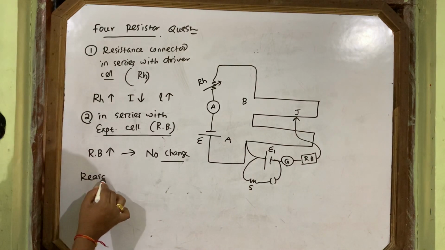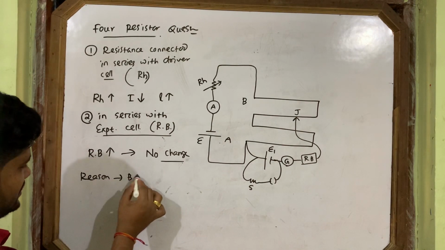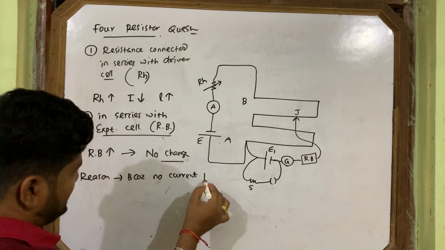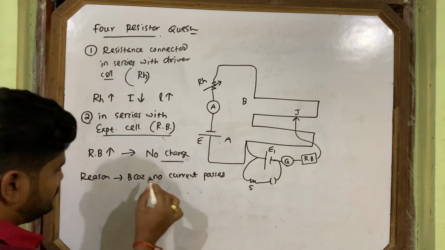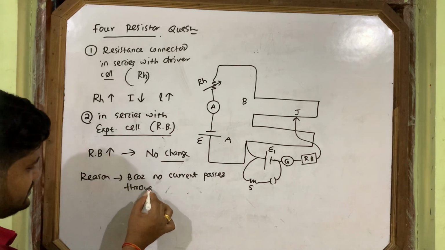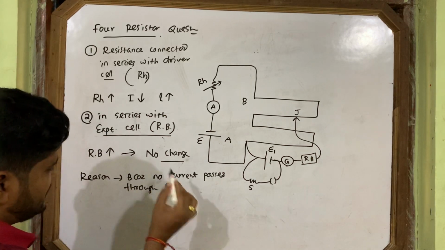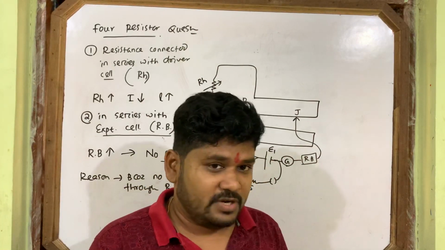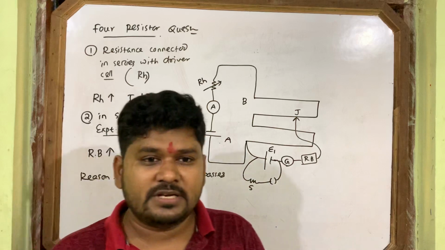Its reason is because no current passes through RV, through that resistance box. No current passes through this resistance box. At that time, when the null point comes, there is no change in the null point.